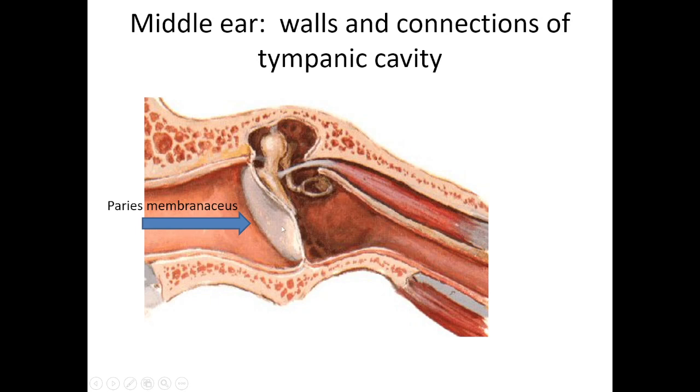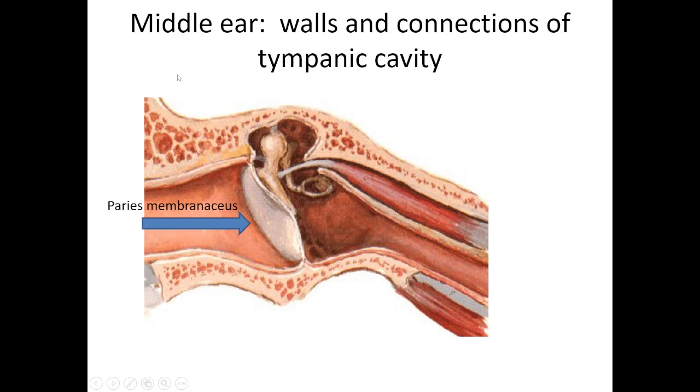We can compare it in the shape with a very small drum, which tympan is a drum, standing vertically, and the volume of this space is not more than 1 cubic centimeter, quite small structure. And it has several walls.